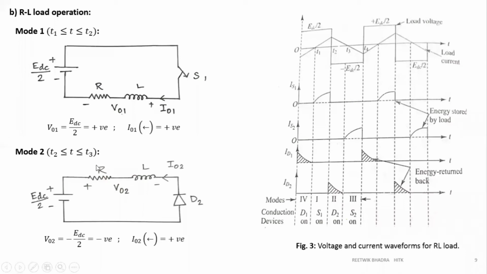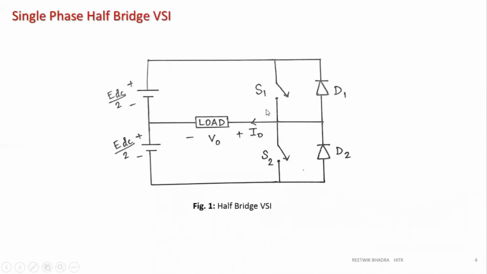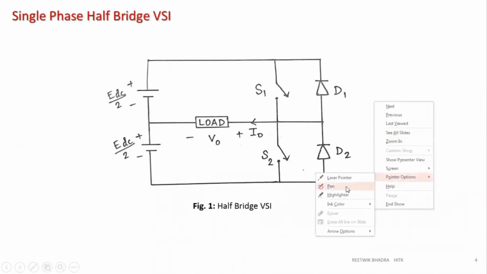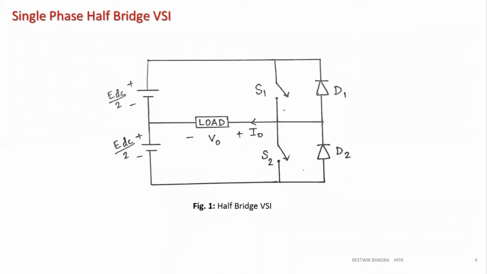Now T2 to T3, it has to discharge. Now I'm just going to the main slide. Now this side is positive, this one is off, this one is off. This side was positive, this side is negative. Now the inductor is discharging. The current direction will be the same, but the polarity across the load changes. Now in order to maintain the same direction of current, which diode should be on? Is it D1 or D2? Anyone? Which diode should be on?